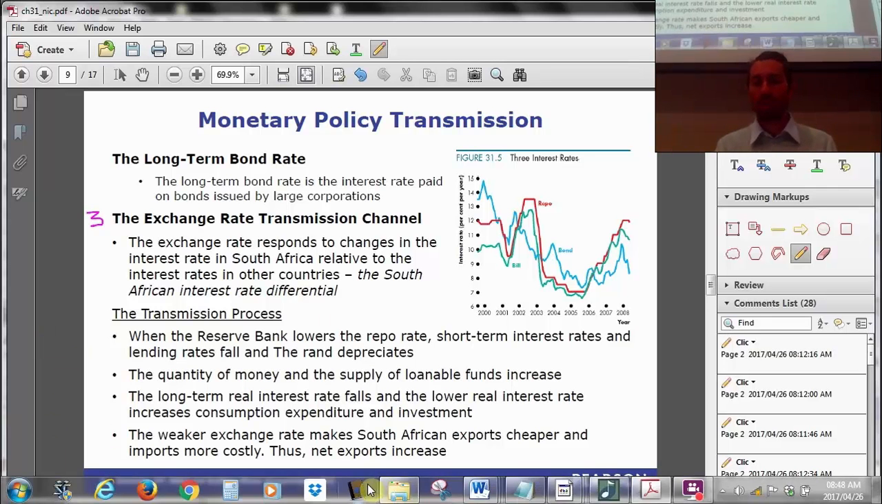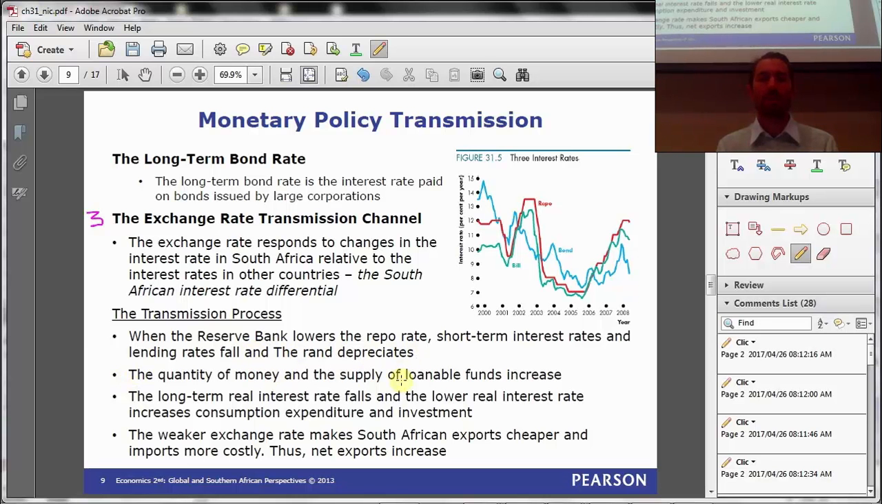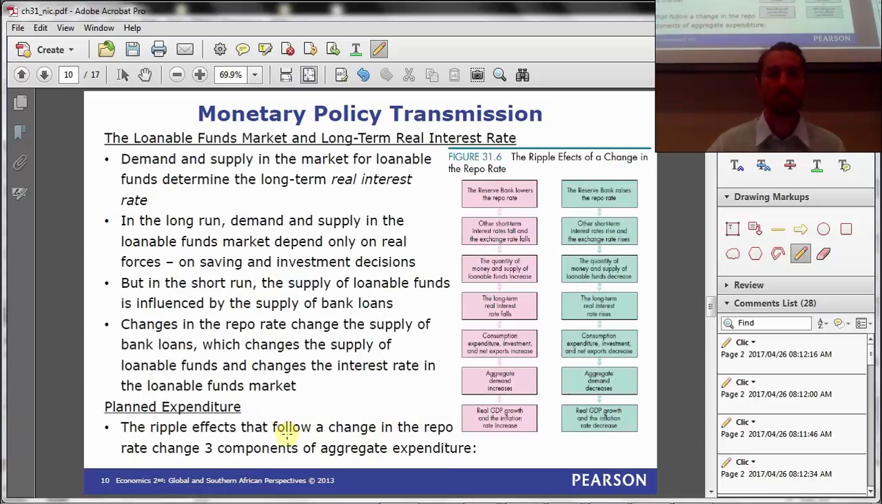What is the actual process? Let me just check something quickly. Yeah, we'll take a break now. What is the actual transmission process? When the Reserve Bank lowers the repo rate, short-term interest rates and lending rates fall and the rand depreciates. The quantity of money and the supply of loanable funds increase. The long-term real interest rate falls, and the lower real interest rate increases consumption, expenditure, and investment. The weaker exchange rate makes South African exports cheaper and imports more costly. Okay, that's the summary of what's going on. And here we have that as a diagram.